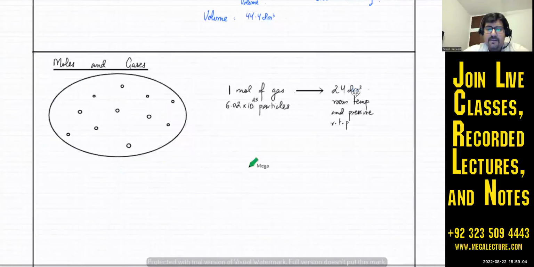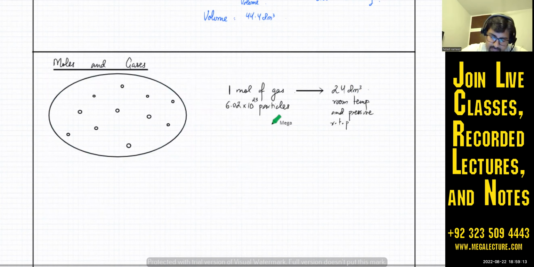So 1 mole of gas occupies 24 dm cube. Let's explain it just using ratios. What volume will be occupied by 2 moles of gas? Anyone?